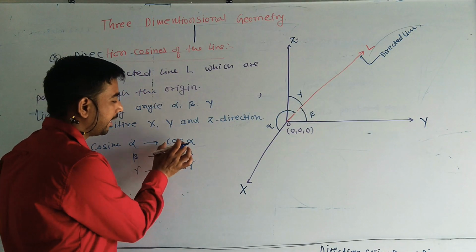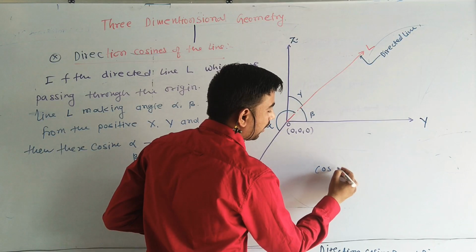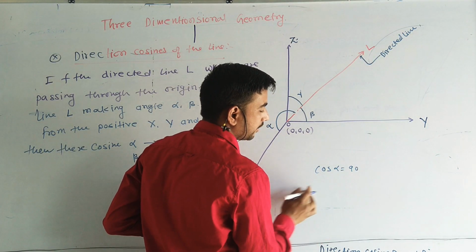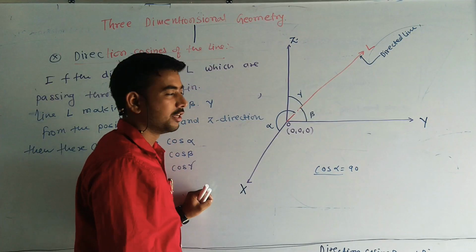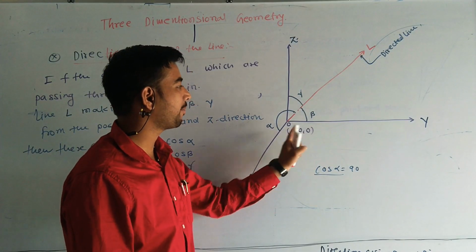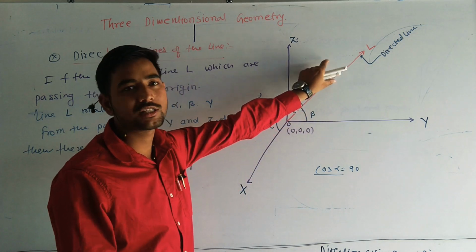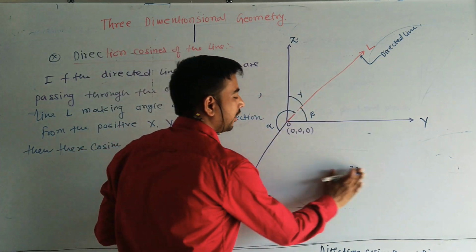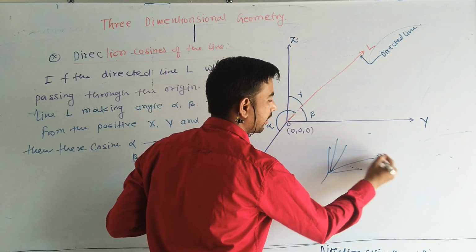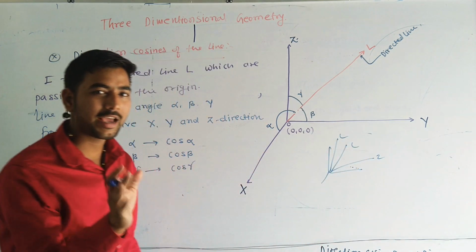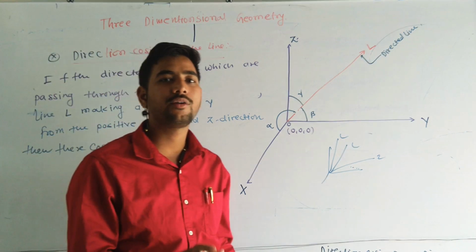How? Suppose the angle alpha is 90, then from here to here is 90. So on the basis of the angle, this line will change its position. Sometimes the line is here, sometimes here. So actually the line will change on the basis of the angle.